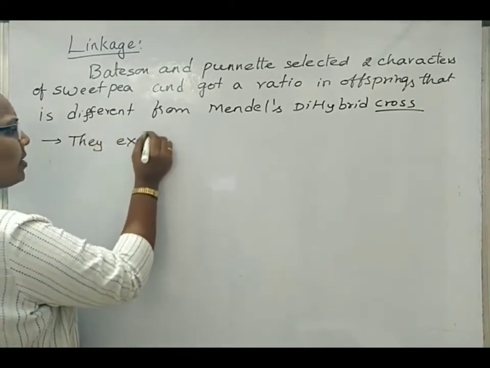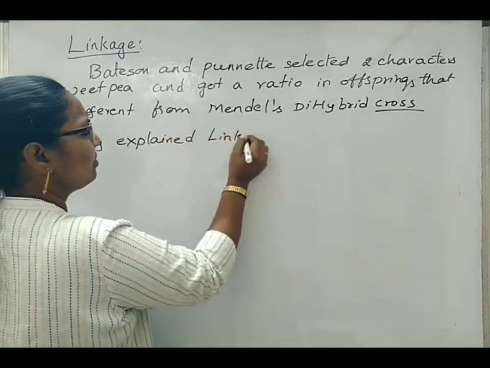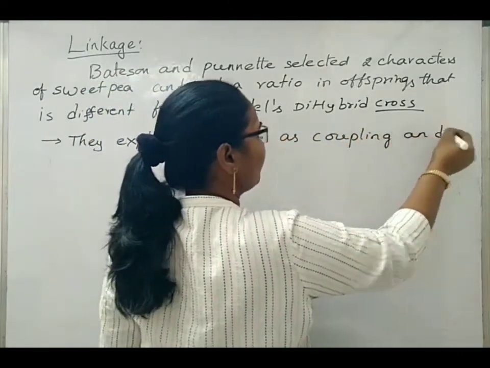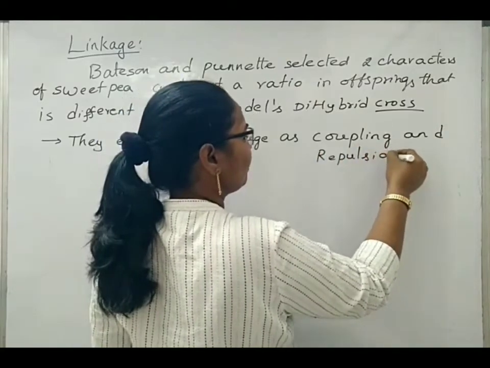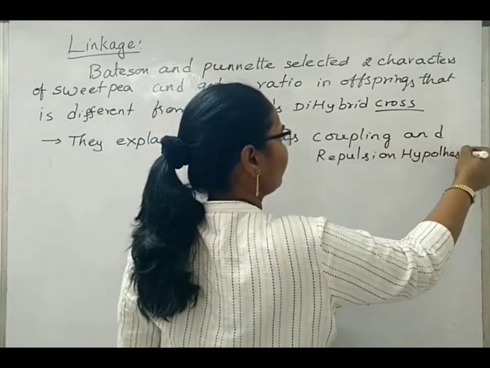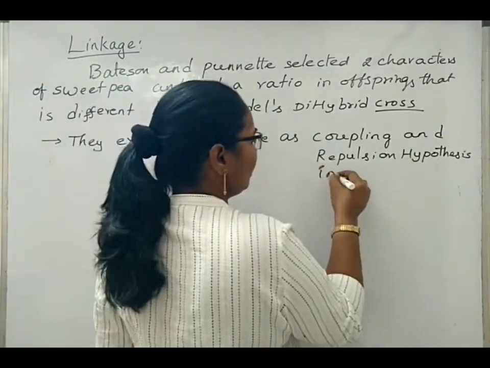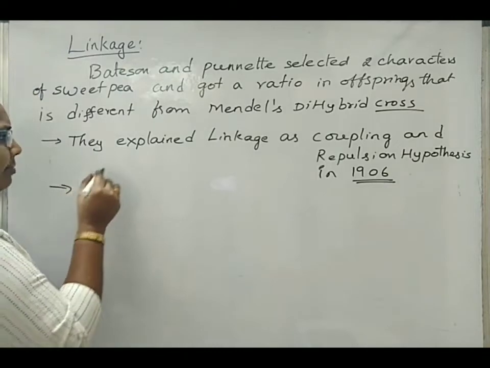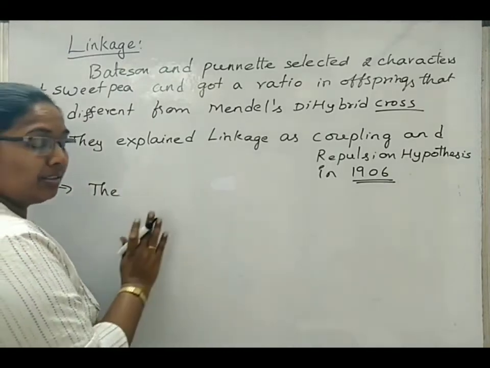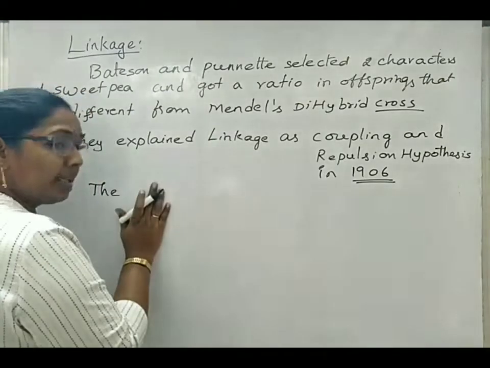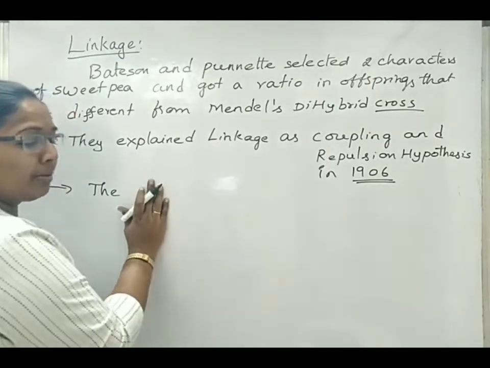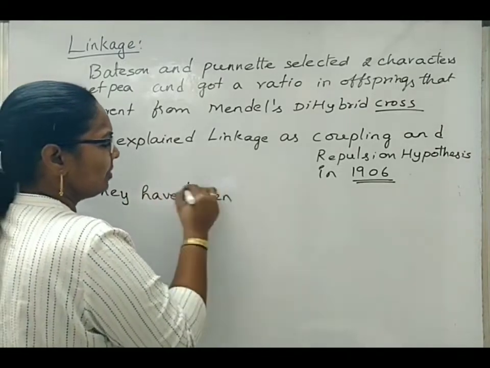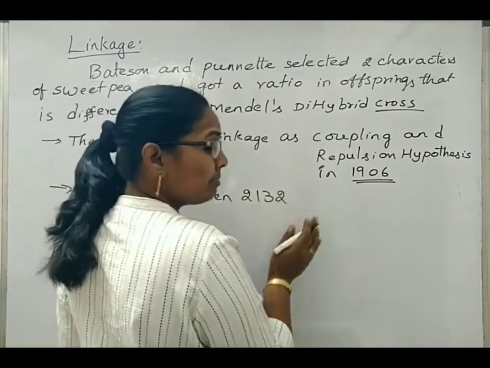So, they explained linkage as a coupling and repulsion hypothesis, in the year 1906 itself. For their experiment, they took nearly 2132. This is just an approximate number. I think it is not the exact number, but it can be taken as an approximate number to explain the work done by Bateson and Punnett. They took 2132 sweet pea plants.